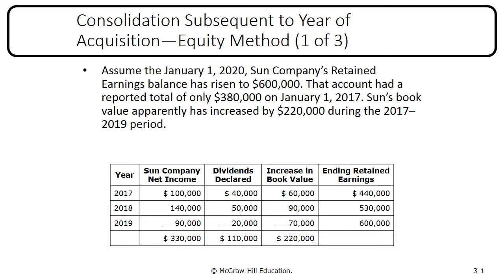Okay guys, we're going to continue our discussion of Chapter 3. Remember, we are looking at what does a parent do in consolidation after they've acquired the company, the subsidiary. We looked at what happens at acquisition back in Chapter 2, and on Monday we looked at what the parent does in the first year after acquisition and the consolidation entries.